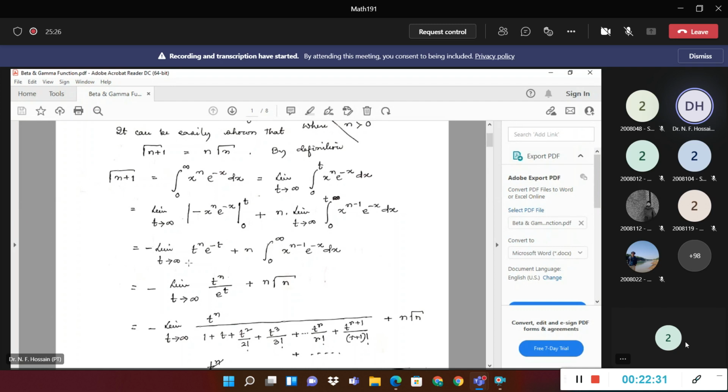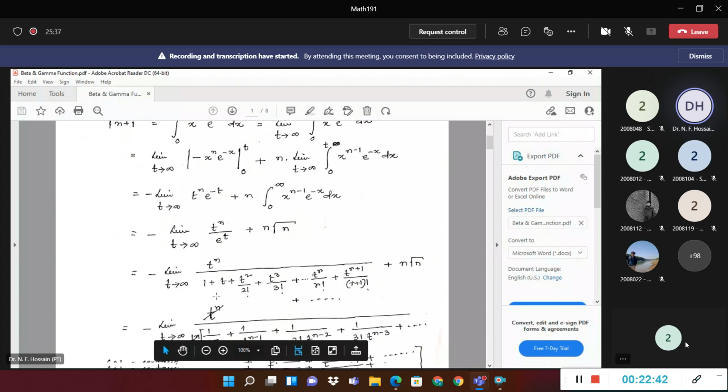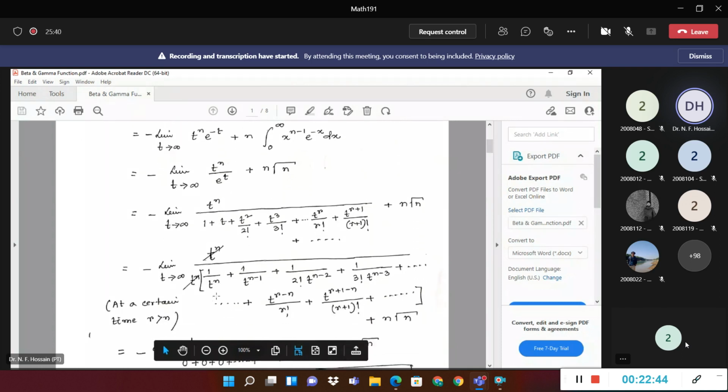And in our last class, yesterday, we have seen that the limiting value of this function, t to the power n e to the power minus t, is 0. Here I am showing it again, in a different way, not using L'Hospital's rule.